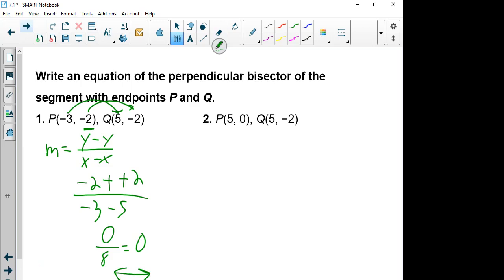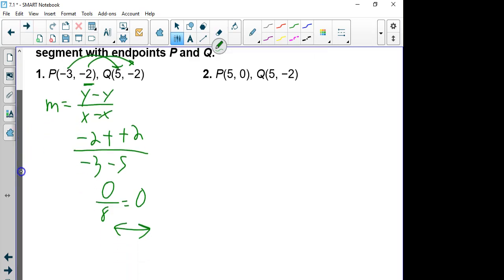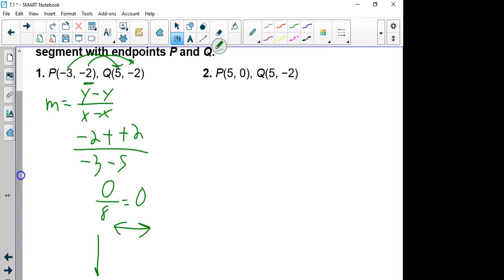Now, this is the one time that the perpendicular is not going to be the opposite reciprocal, because there is no opposite of 0. There's really no reciprocal here. So you just have to remember that we're talking about a perpendicular line for this one.